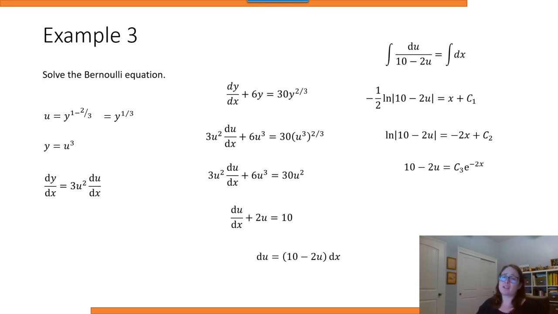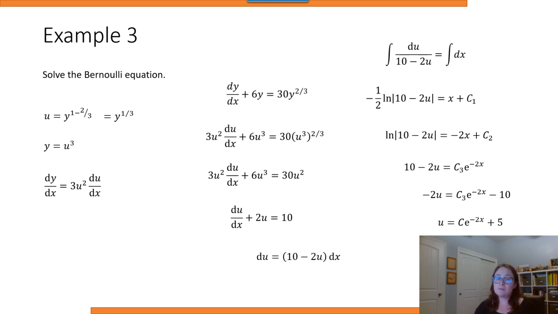And I am almost there now. I can just subtract 10 from both sides of the equation and then divide by -2. Okay, and then I get my final constant folding in that -2 in the first term. So I'm going to call it just C now. So u equals C times e to the -2x plus 5.